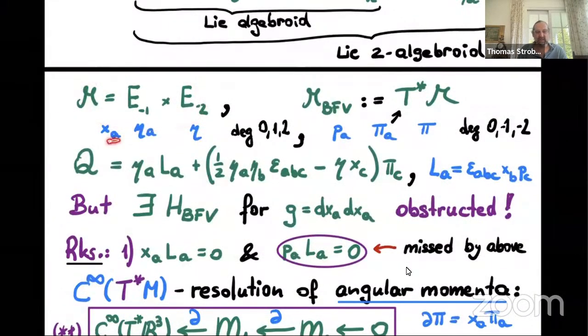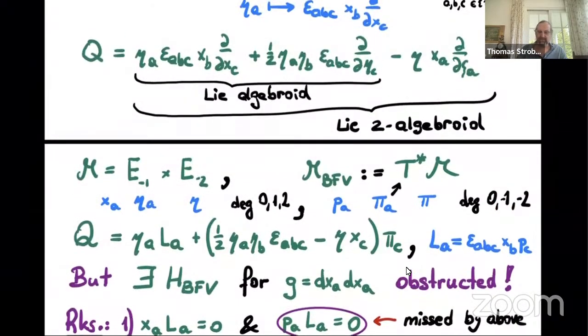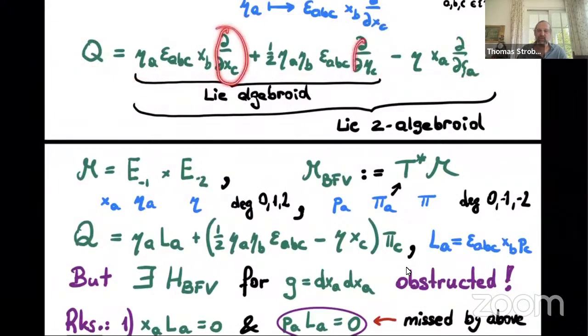Here, these coordinates x^a were of degree 0, eta^a of degree 1, eta of degree 2, eta^a are three of them. And then you take the cotangent bundle, so you get the conjugate variables of degree 0, minus 1, minus 2, respectively. And you just take the Hamiltonian of this. So this just means that you replace all derivatives by the corresponding momenta. So this is just a change of notation. And I forgot this one here.